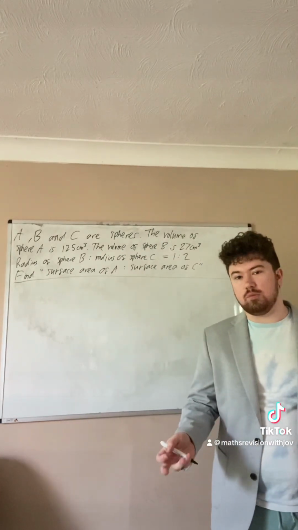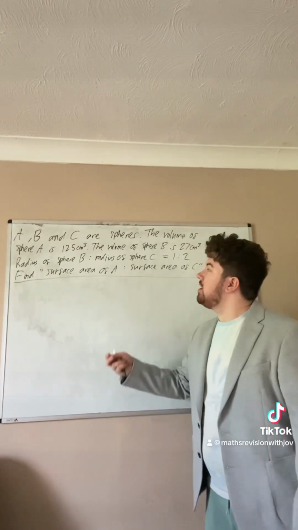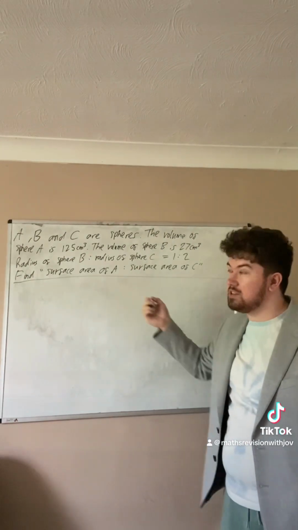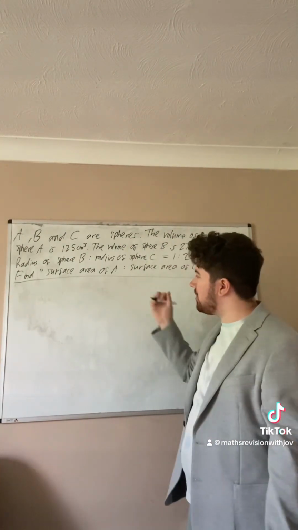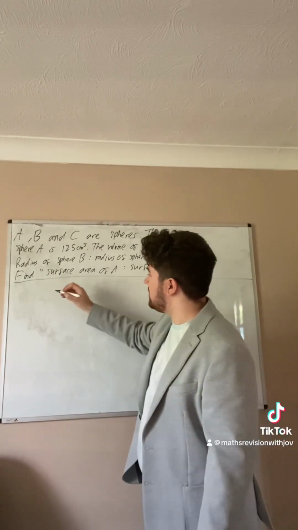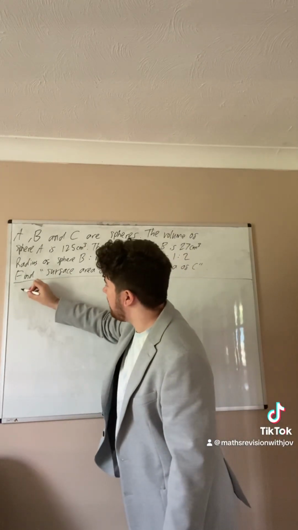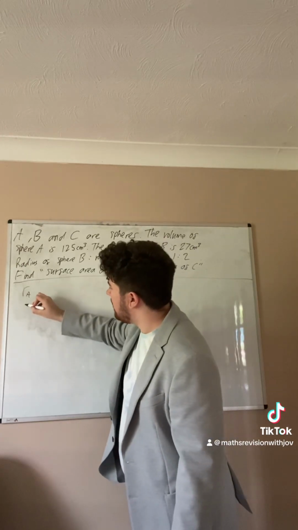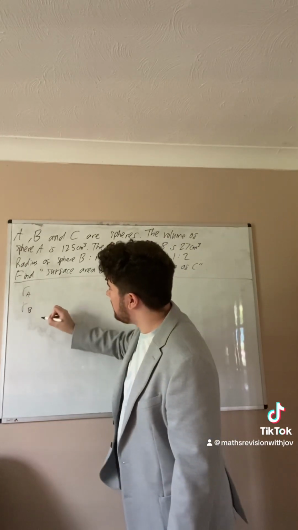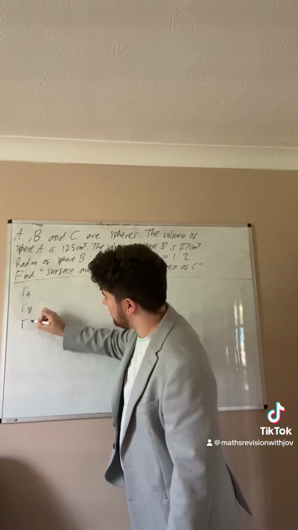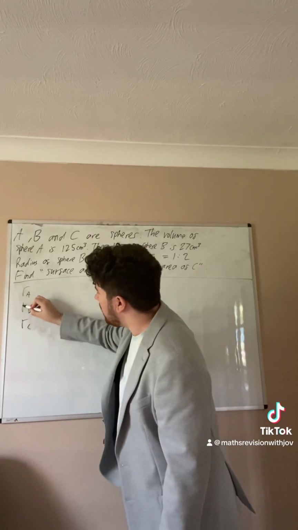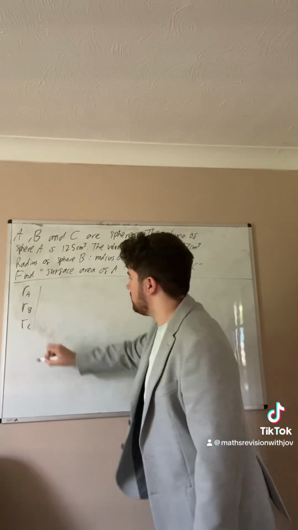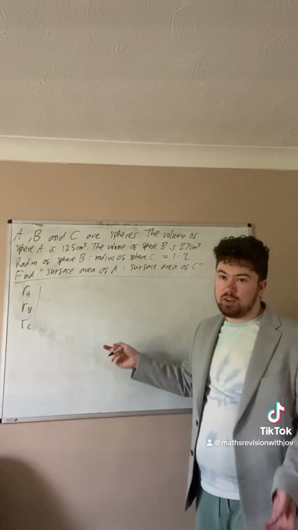I think the most logical approach to this problem is to assign each sphere a radius, and then we can just write a few formulas, a few expressions if you like, about them. So we can say that sphere A has radius RA, sphere B has radius RB, and sphere C has radius RC. I hope you can see those all right. And now we can write a few things we know about them.